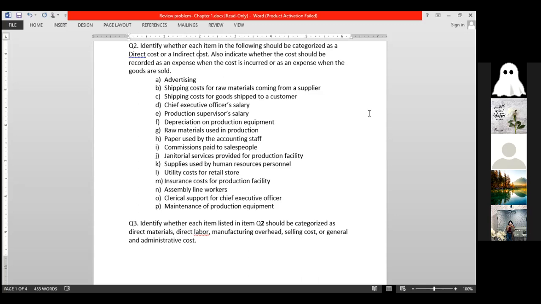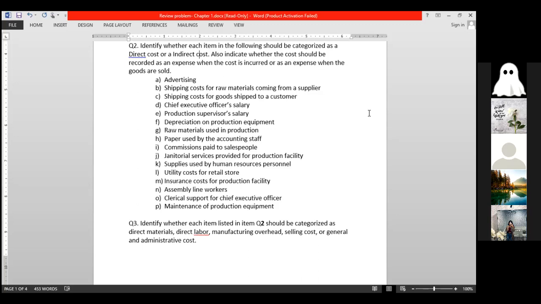Direct. Indirect. Both the answers. Okay. Shipping cost for raw material is direct cost, because it's materials from the supplier. So this is raw material that will be needed to make your product, right? So when you need material to make your product, that is the raw material, the shipping cost for that is a direct cost. But number C is the shipping cost for goods shipped to a customer.